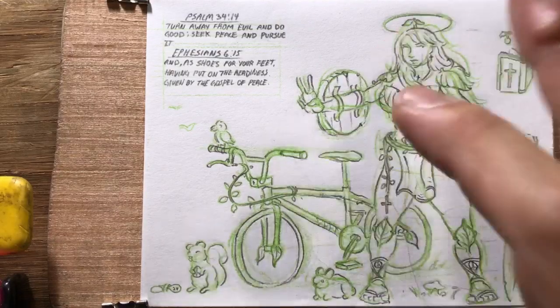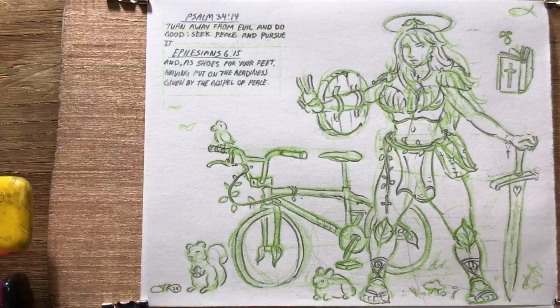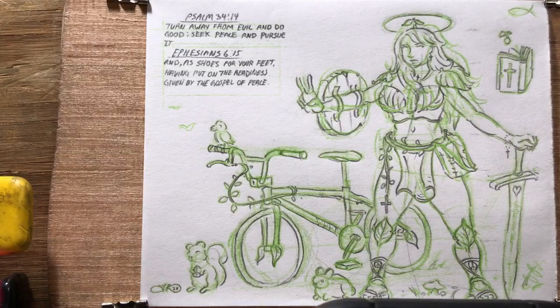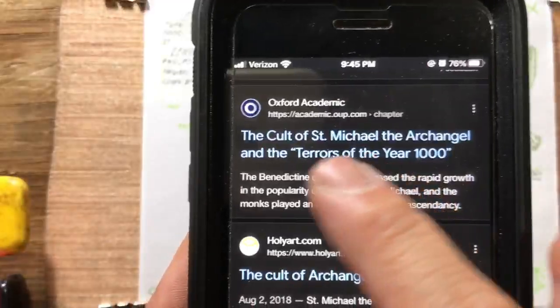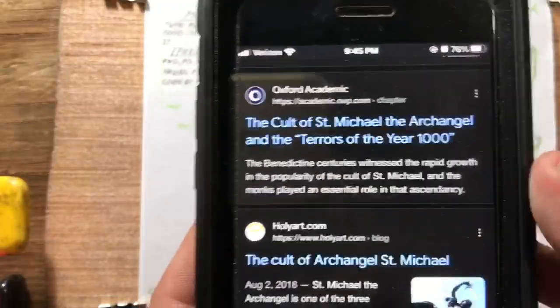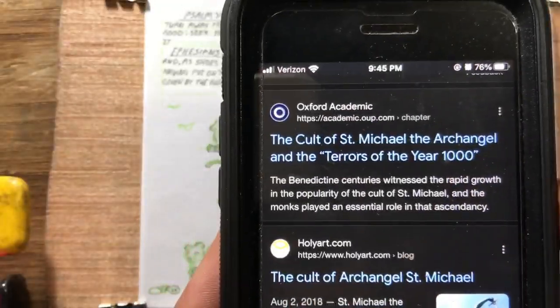Now there are bad cults and there are good cults, right? Just in the root word of the definition of the word. But what's actually very interesting is there's this thing called the cult of the Archangel Michael. Now I know it is Catholic, but it is interesting. If you look at this, the cult of Saint Michael the Archangel.